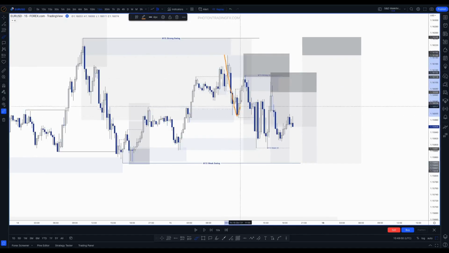This is the internal structure, nice pullback into supply. Break to the downside, pull back to supply. Now we haven't broken anything, and where are we? We're just trading in the middle, right? You don't want to be looking at trading from here, in my opinion, because this supply has not broken anything. It hasn't achieved anything. It hasn't broken this low.